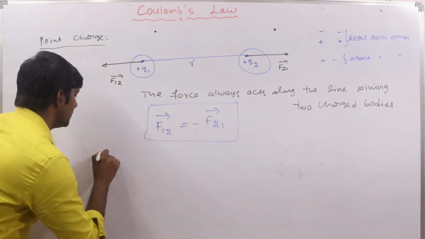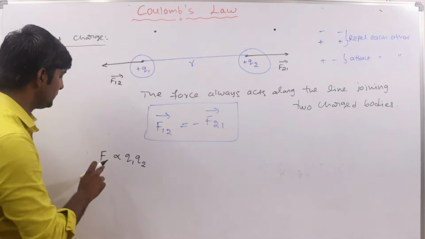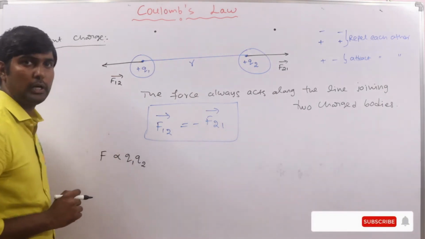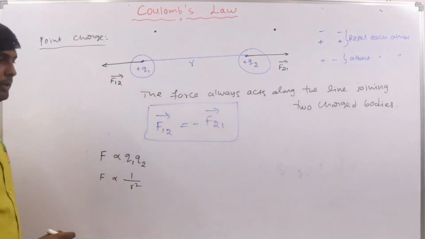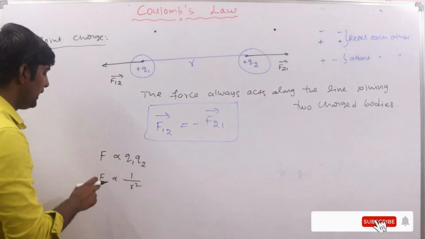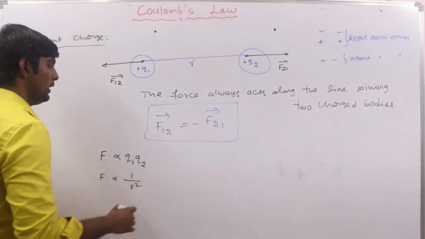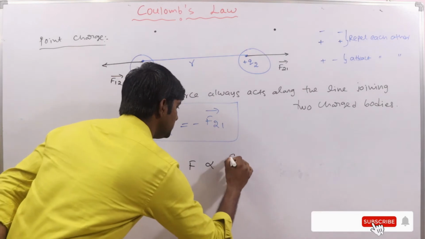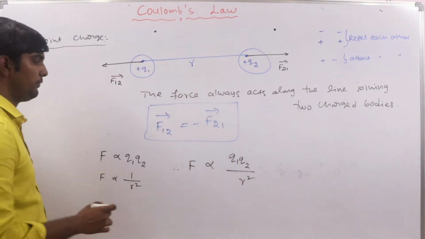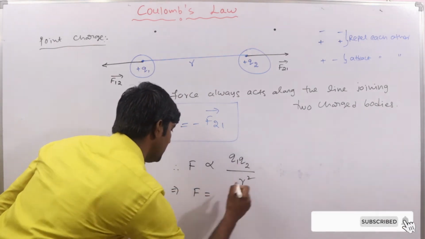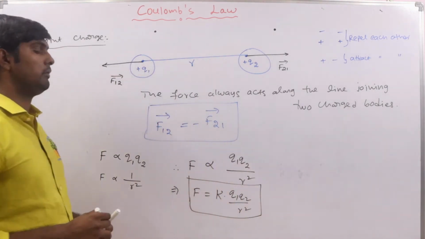The force is directly proportional to the product of the two charges, so F is directly proportional to q1 into q2, and it is inversely proportional to the square of the distance between the two charged bodies. Therefore F is proportional to q1 q2 by r square. If we remove the proportionality, we get a constant, that is F is equal to k into q1 q2 by r square. By using this relation, we can calculate the force.